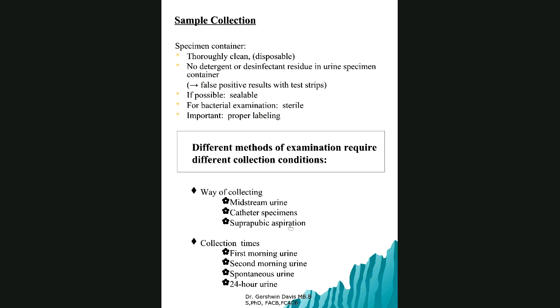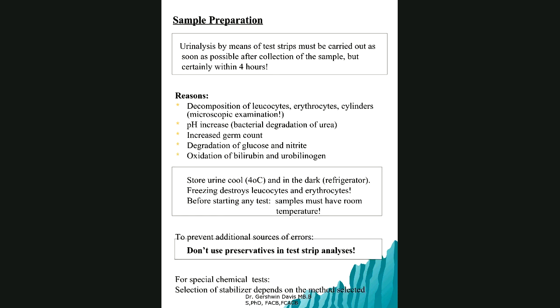Then you have collection times: first morning, second morning, spontaneous, and 24-hour. We did 24-hour. Spontaneous is any time. What's so important about first morning urine? That's the one to remember. First morning urine is important for doing things like pregnancy tests, because that urine is concentrated. So you most likely pick up a positive earlier when you do first morning urine. Yes, concentration.